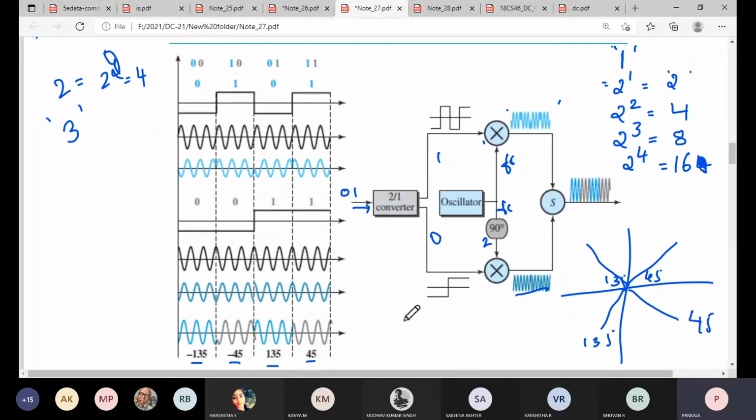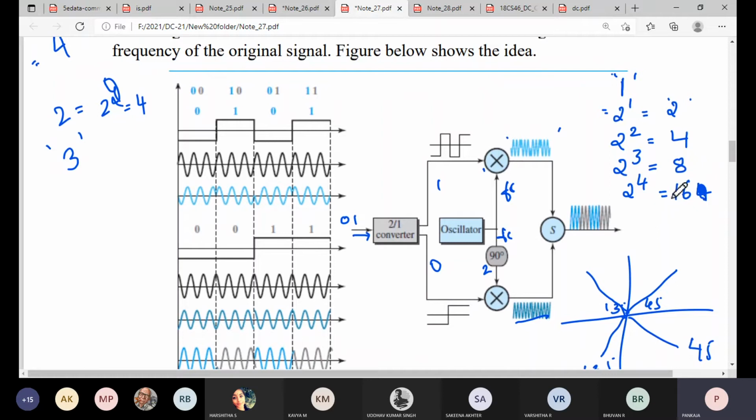Just take a minute if you have any doubt. We'll be discussing in simple words how this can be simplified with some particular diagram. If you have any questions, you can ask me.